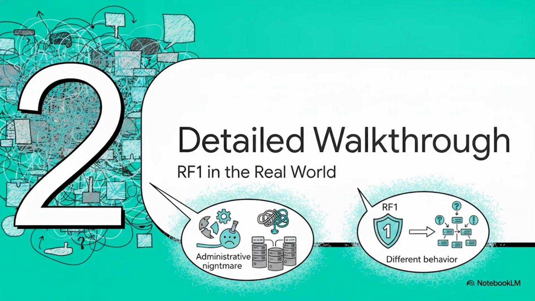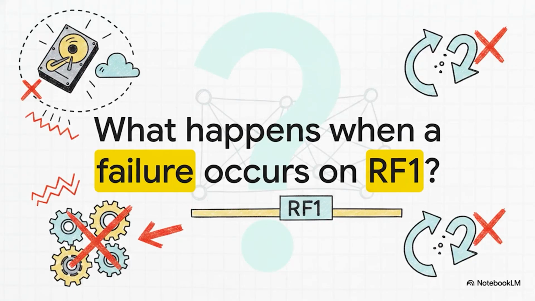All right, moving on to part 2, a detailed walkthrough of RF1 in the real world. Let's see how this translates into some real-world administrative nightmare scenarios if you aren't ready for it. You might be wondering, what actually happens when a failure occurs on an RF1 storage container? How does AOS handle a sudden disk or virtual machine, or VM, failure under these super strict conditions? Normally, as we know, the cluster just self-heals. But with RF1, those standard operating procedures are completely bypassed.